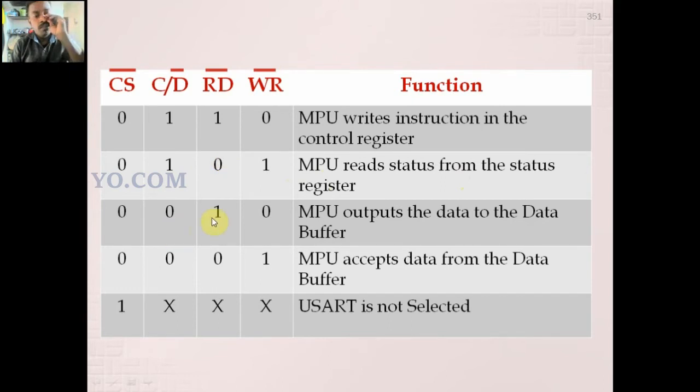Then 0010 means the microprocessor unit outputs the data to the data buffer. Then 0001 means the microprocessor unit accepts the data from the data bus buffer, it receives the data. Then 1XXX means if CS is 1, the IC is disabled, so no operation can be handled. Okay, right, these are the functions.